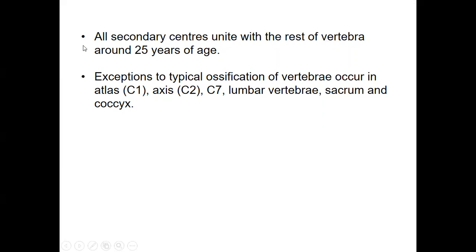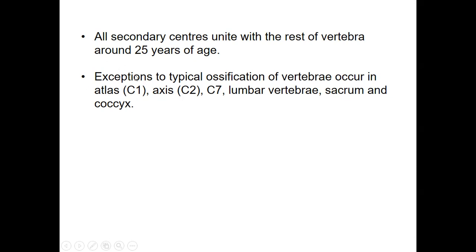Exceptions to the typical ossification of the vertebra occur in the C1, C2, C7, lumbar vertebra, sacrum, and coccyx. This is the exception. It occurs in the atlas, C2, C7, lumbar vertebra, sacrum, and coccyx, because the shapes of these vertebrae are slightly different from the typical one.